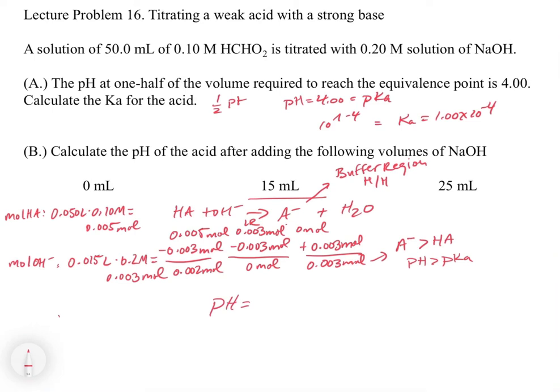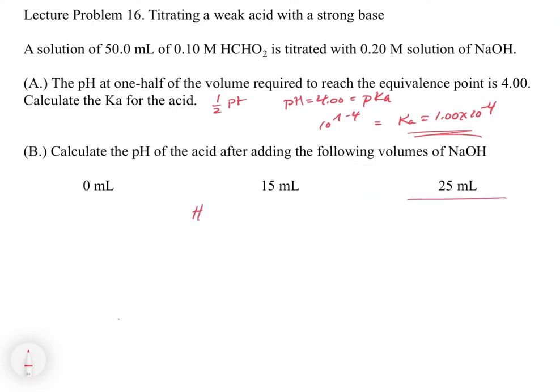So we plug this into Henderson Hasselbalch. pH is equal to 4.00, and I get this by taking my Ka and converting it to a pKa, plus the log of the A minus over HA. And in this case, the A minus over HA is going to be 0.003 moles divided by 0.002 moles. And so my pH from this is going to be 4.176, and so I get 4.18. And that makes sense because A minus is greater than HA, so we get something a little bit higher than the pKa of 4.